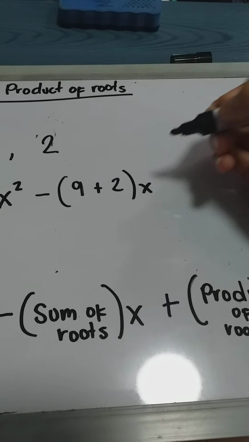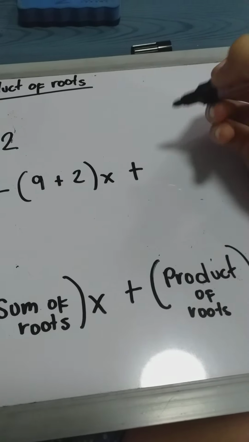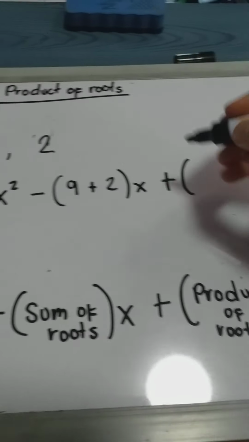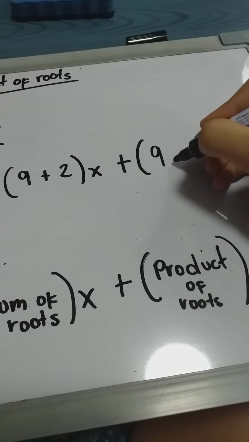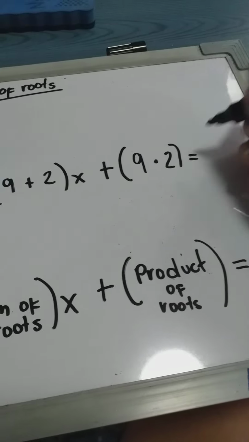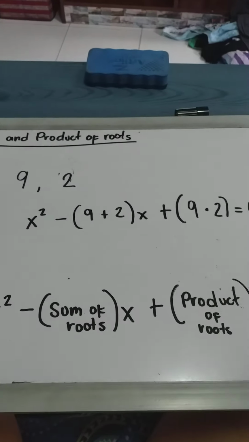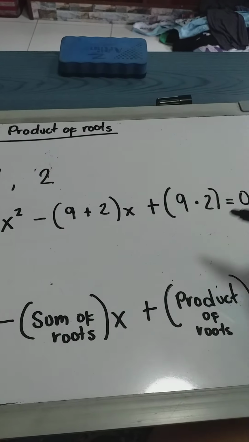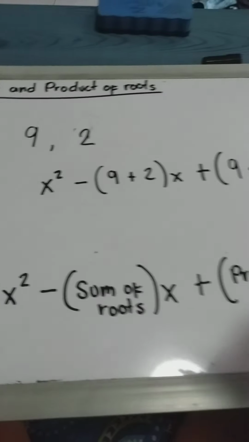Then x, because there's the x right there, then the plus sign, then the product of roots. You again copy the value of your roots, which are 9 and 2: 9 times 2 equals 0, and that's what it is. If you simplify that, it will already be your quadratic equation. But there's a parenthesis, so you must simplify the parentheses first.